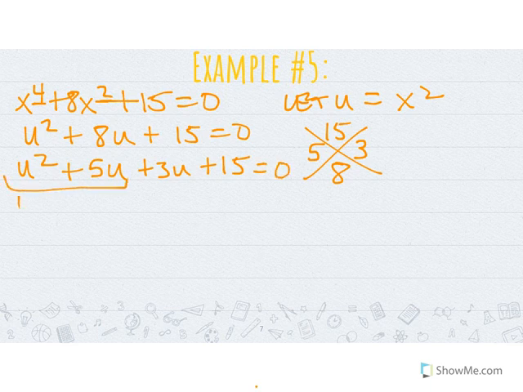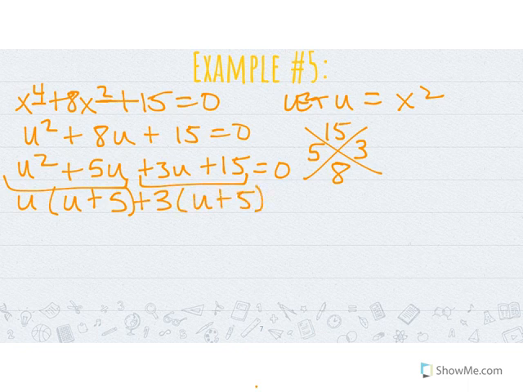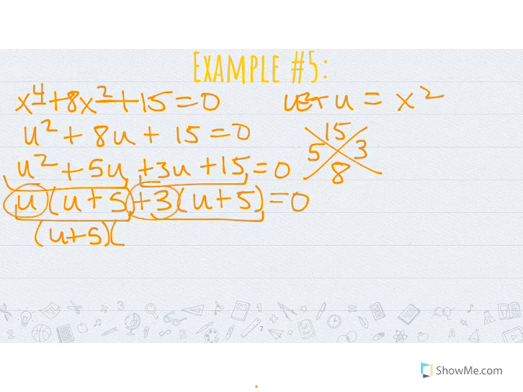We are then going to determine our GCF of our first two terms, making this a u and then u plus 5. And then our GCF of our last two terms is a positive 3. Make sure you're using that positive 3. 15 divided by 3 is 5. And now this term and this term both have a u plus 5, which is our GCF. And then our other remainder is 1u plus 3.